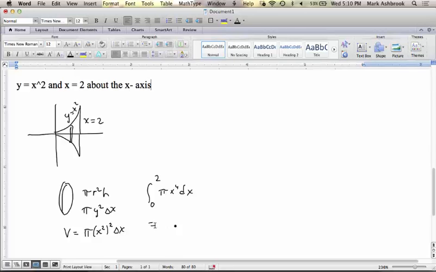Okay, so if we actually evaluate this now, it'd be pi x to the 5th over 5 from 0 to 2, or 32 fifths pi. Did I make a mistake, or do you agree with that? Feel okay? All right, so the volume of that Hershey's Kiss was 32 pi over 5. So now we're going to do this a different way.